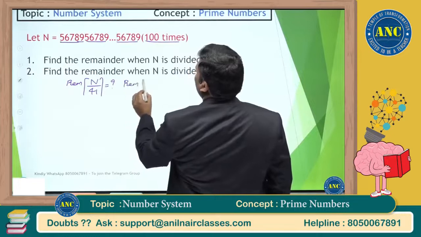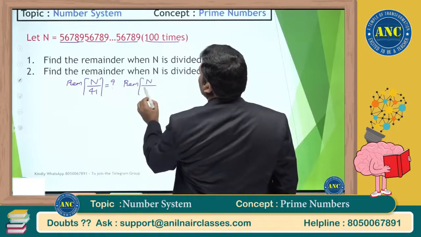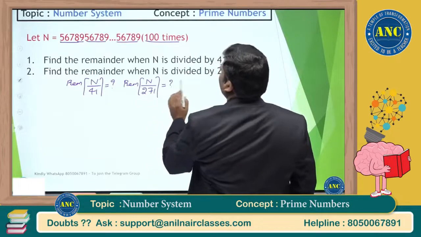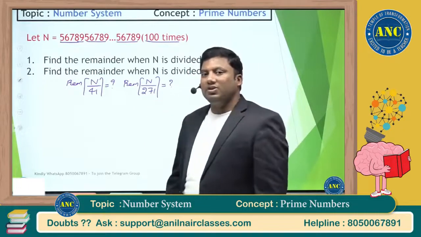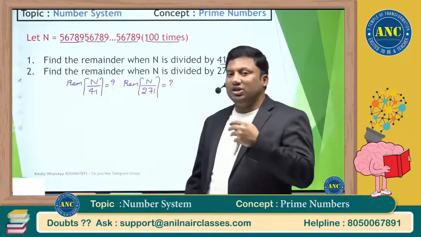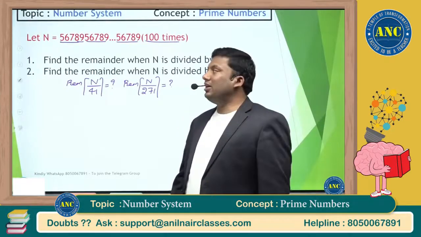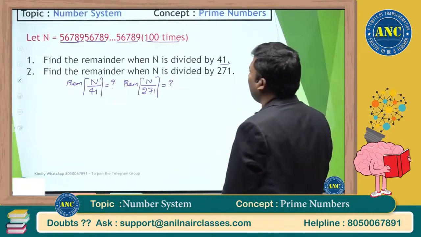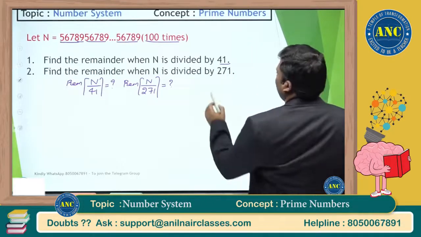Seems like a very complex question, but once you understand a single step, in less than 10 seconds you can solve this question. There is a big number which is given. There is a 5-digit number, and that 5-digit number is written 100 times. What is the remainder when n is divided by 41 and 271?